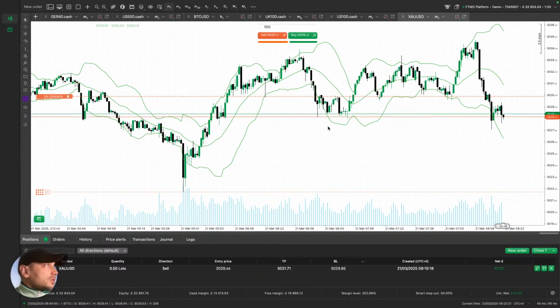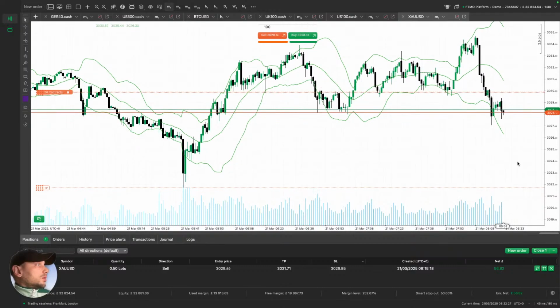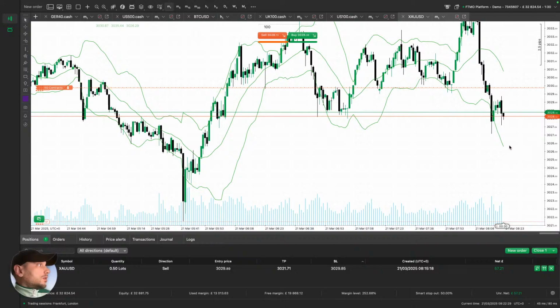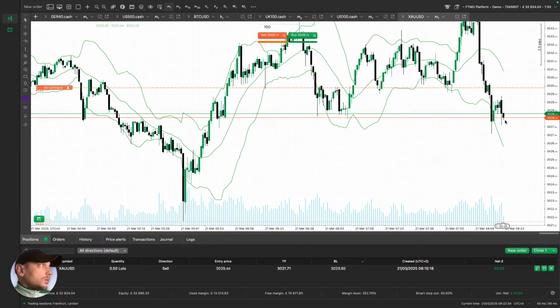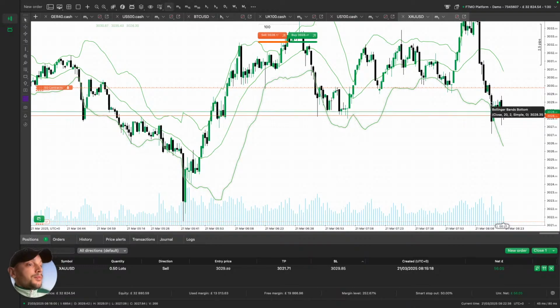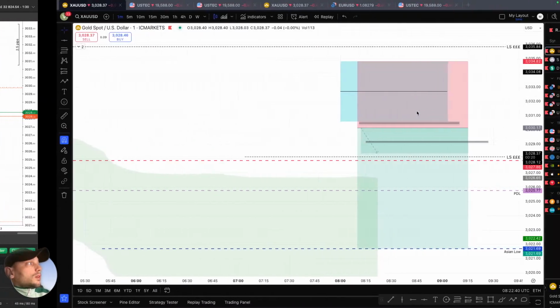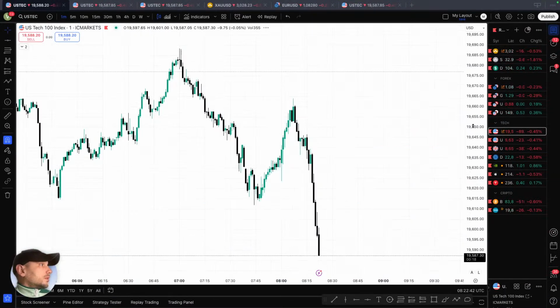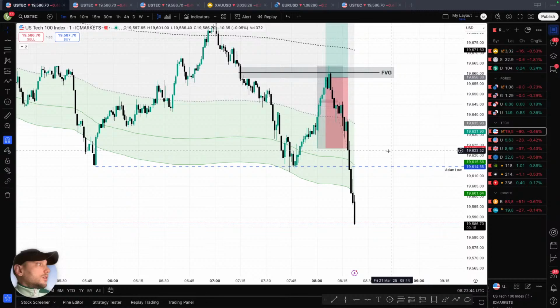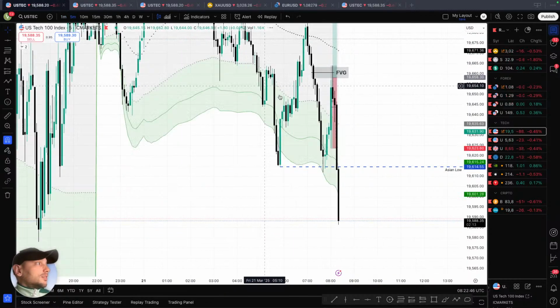We might take some partials along the way. We'll see how it works. If we keep going, still we're in a good position, but we want to see impulsive moves like this candle here. What is Nasdaq doing? Oh my days.